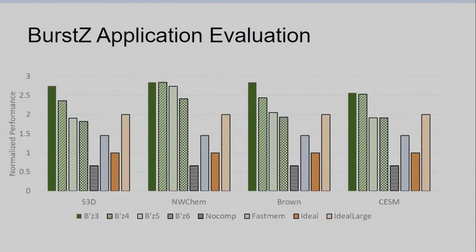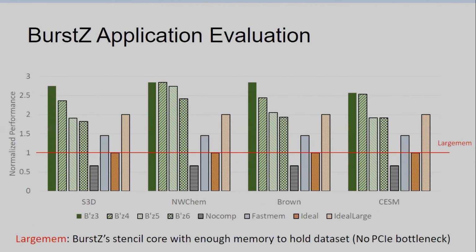Finally, I will show the BurstZ overall application evaluation. In this evaluation, we use 8 configurations. The large mem is used as a baseline, which represents BurstZ stencil code with enough memory to hold the dataset. As a result, the PCIe bottleneck is removed. All other configurations' performance has been normalized to this configuration, large mem.